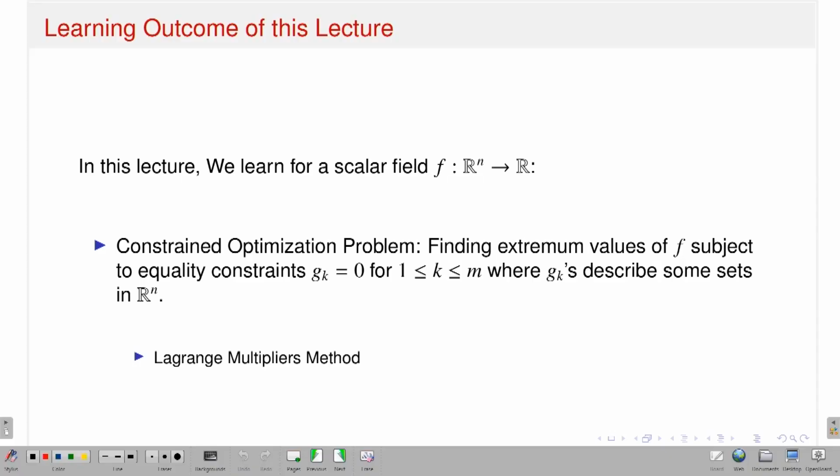Okay, so now I come to the concept of constrained extremum. Earlier, I had a function f from a subset of Rn to R, some scalar field, and I wanted to find the extremum values and extremum points of this function, but there were no conditions. But now I say I want the extremum of f subject to some conditions. That means I want the points of extremum of the function f, but that point should satisfy something. I am putting some extra condition, that is, some constraint.